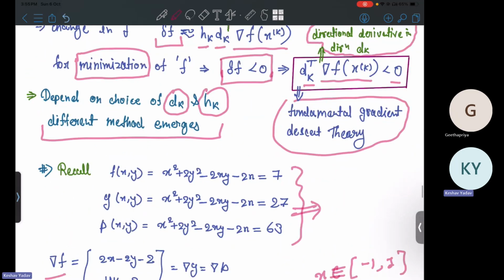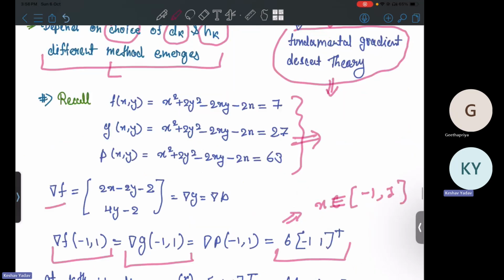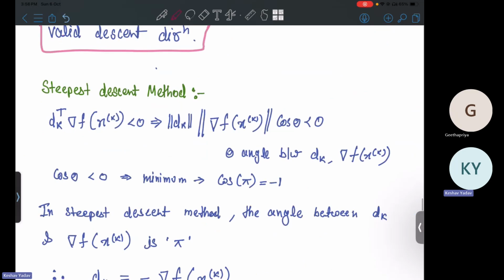Now, what we have seen is the fundamental theory for the gradient descent method, and there are different choices. If I take different choices of dk and hk, I will lead to different methods. Now we'll discuss different descent methods. So first one will be the steepest descent method. Okay, steepest descent method means what?